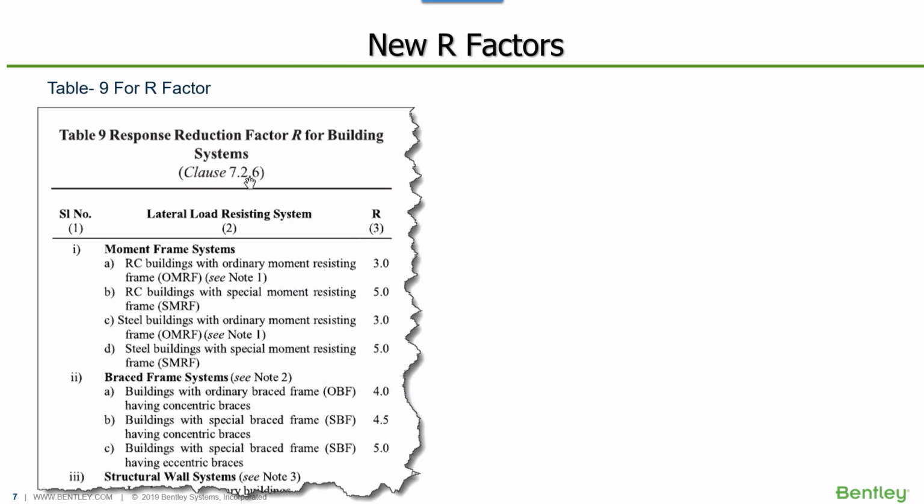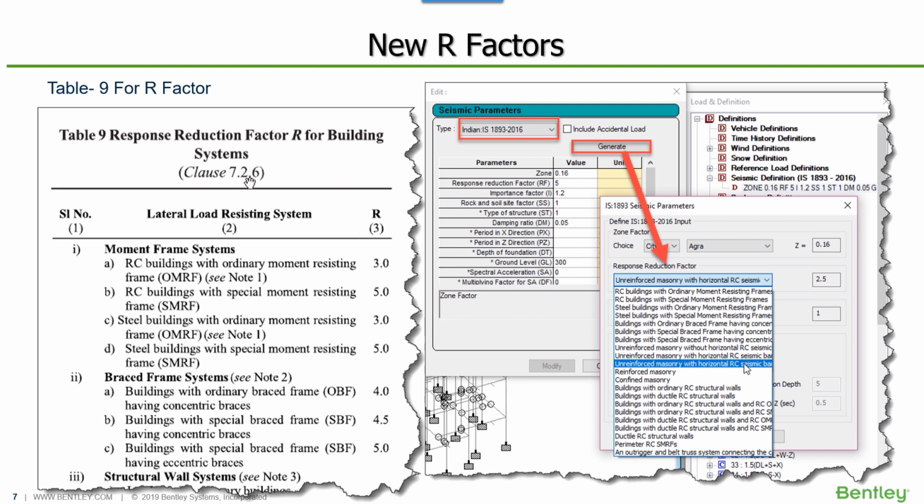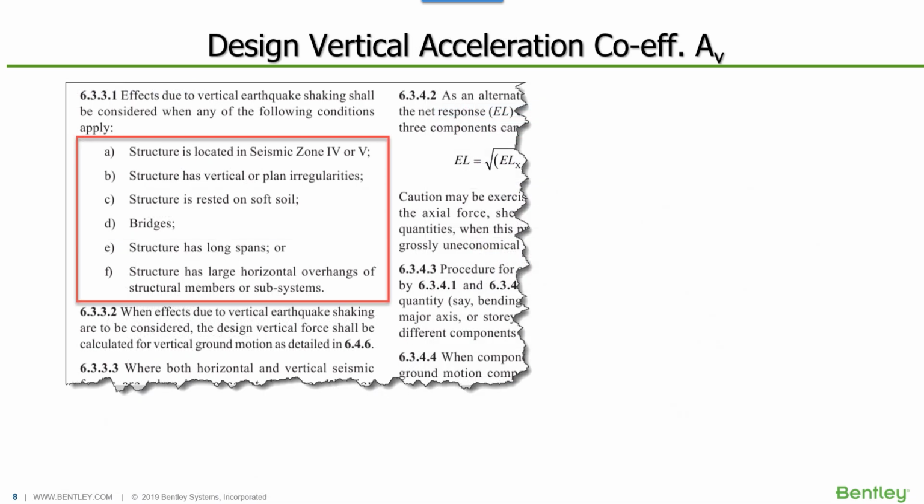Now we have got the new sets of response reduction factors, and in the program we have implemented this as an automated option. If we click on the Generate option in the seismic definition, you can see that there is a drop down option by which you can choose these R factors.